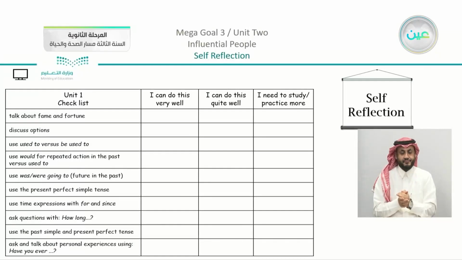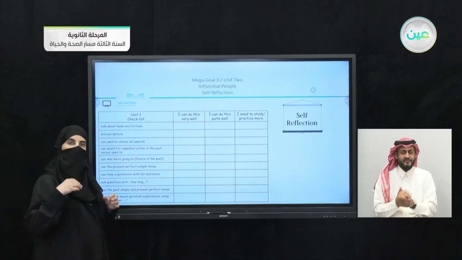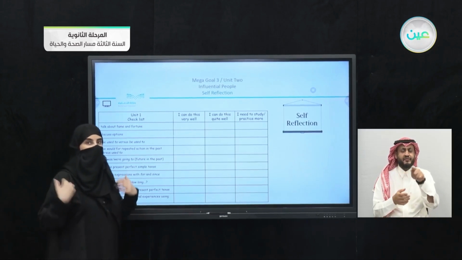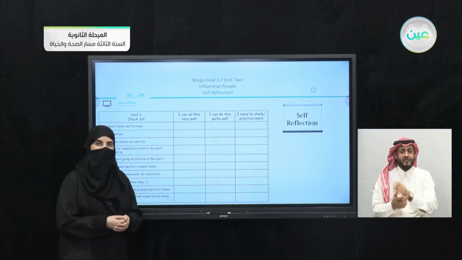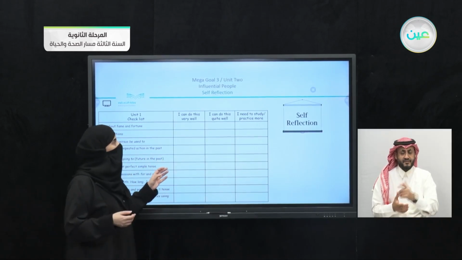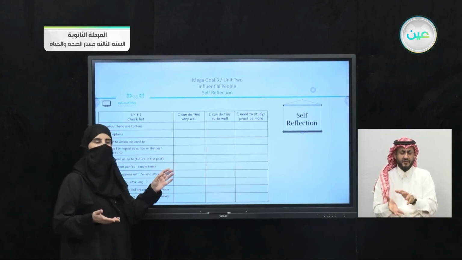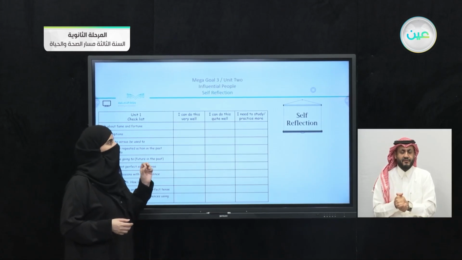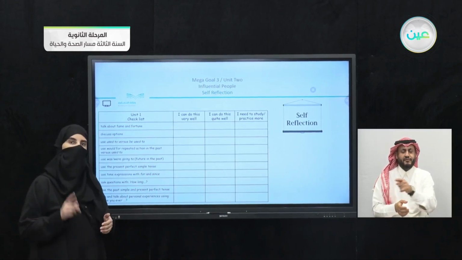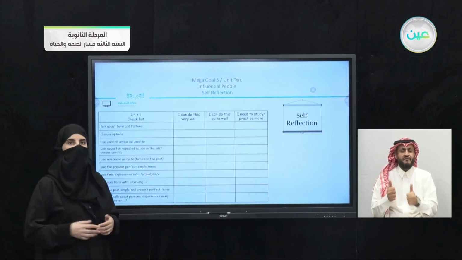We do have a table just to check. Now you can see that we have in detail the parts that we studied here. You are going to just evaluate yourself. I evaluated myself here for you as an example. You can see that we have here, I can do this very well, or I can do this quite well, or I need to study or practice more. As we mentioned, you're going to evaluate yourself before the teacher.